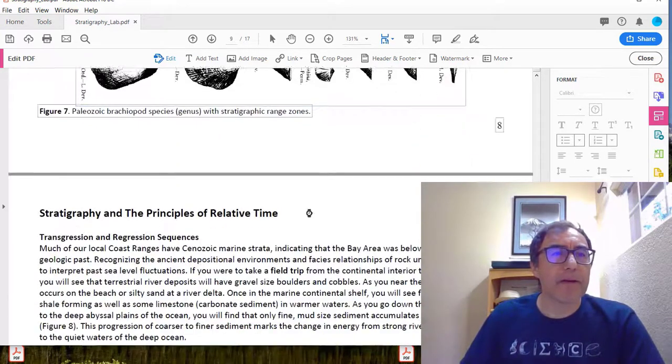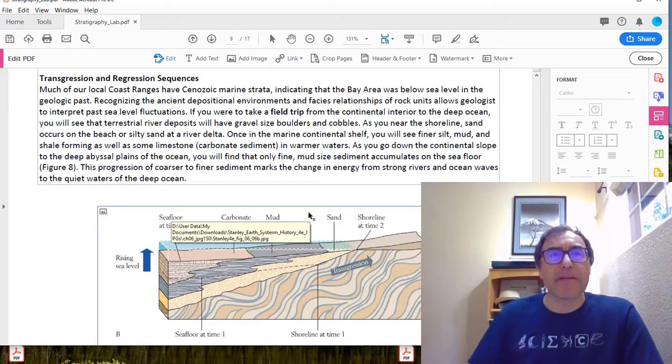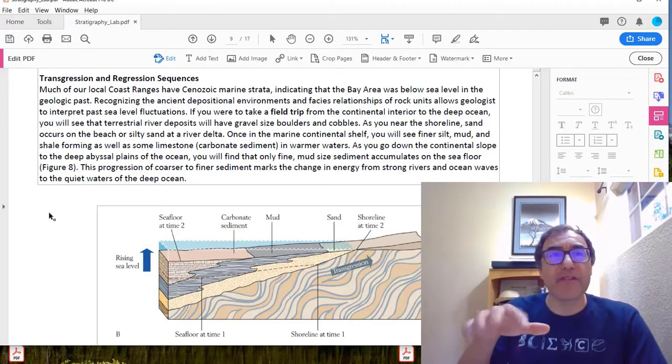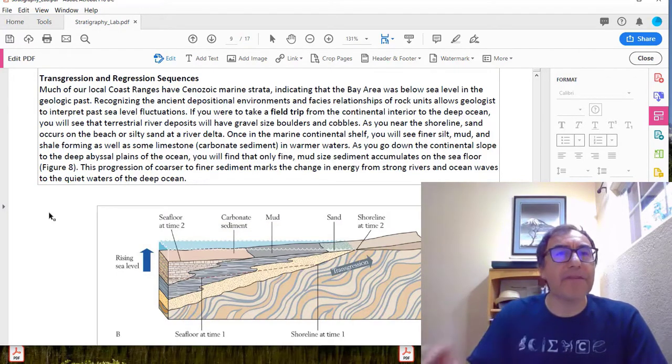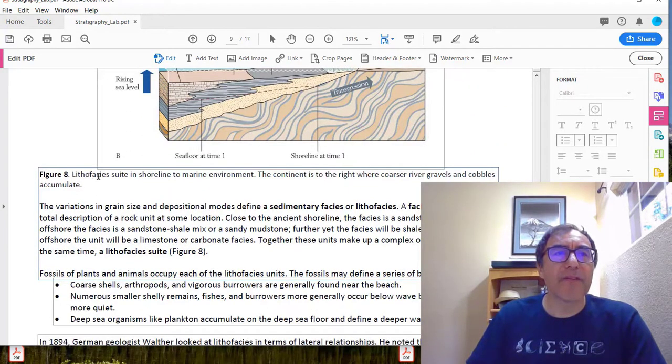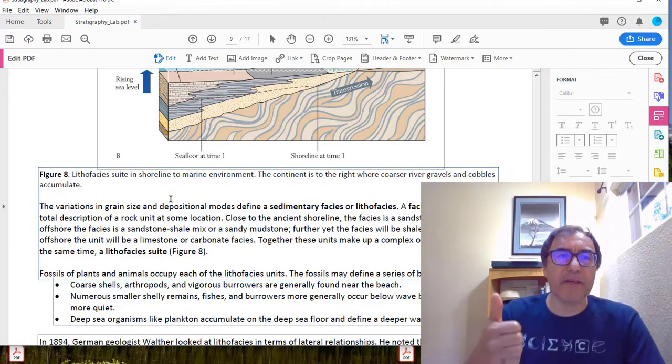As we go along here, this next sequence deals with transgressions and regressions, and I talk about these in my video lectures. I also have video demos on Canvas for you to look at. But the key thing to remember is that there's this lithofacies suite, and it always involves a sandstone facies, a shale or siltstone facies, and a limestone facies.